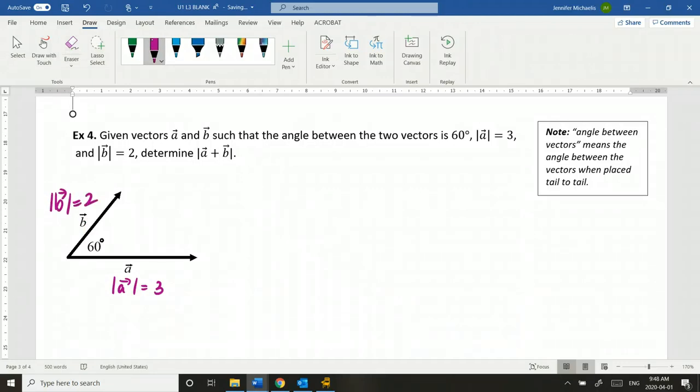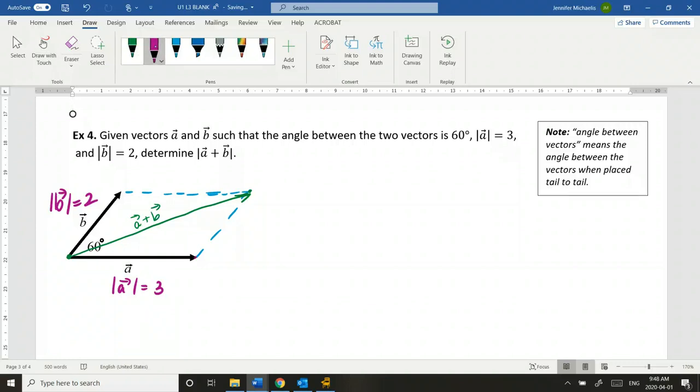Okay, determine A plus B. Well, we talked before about completing the parallelogram when we're adding two vectors. It wasn't amazing, but you get the idea. When we complete the parallelogram, the vector that starts at the two tails and ends at the other side of the parallelogram is the resultant. So this will be A plus B.